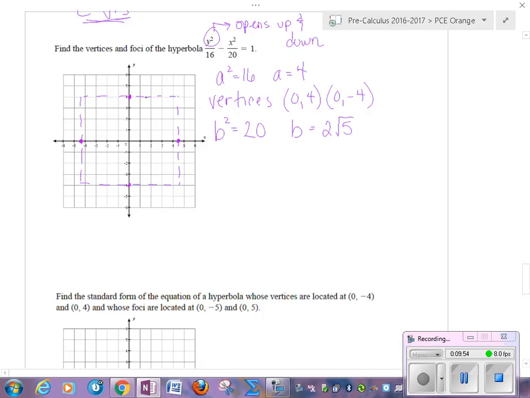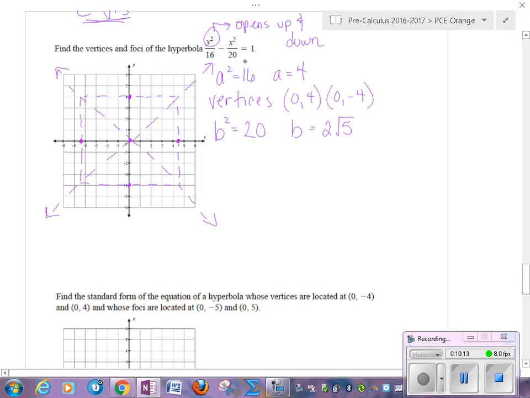All right, you can go ahead and, I didn't plot my center, but it's at (0, 0). You can go ahead and draw in your asymptotes. I know I didn't leave you a lot of room on this graph. This hyperbola is very spacious.